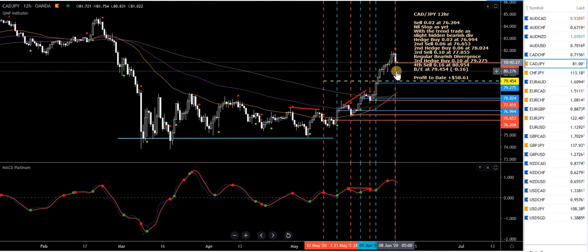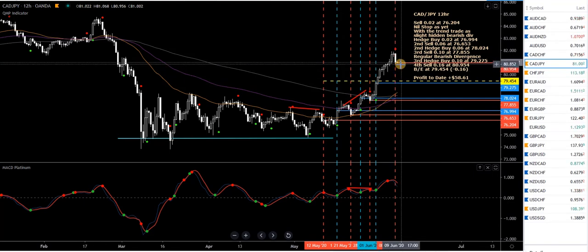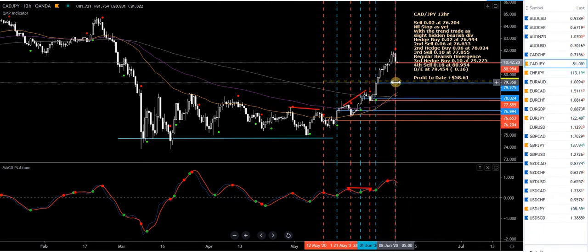So today we've had a sell signal, so I've taken a sell on this candle here, the open of the new candle, but I had to wait for the spreads to come in. On this pair, they were terrible.